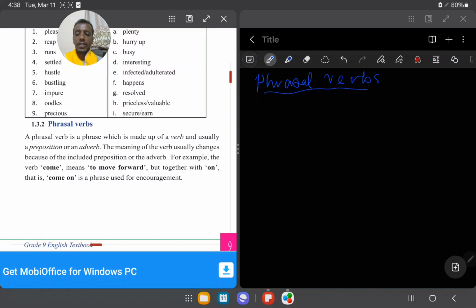A phrasal verb is a phrase which is made up of a verb, usually a preposition or an adverb. In short, phrasal verb means a main verb plus a preposition.